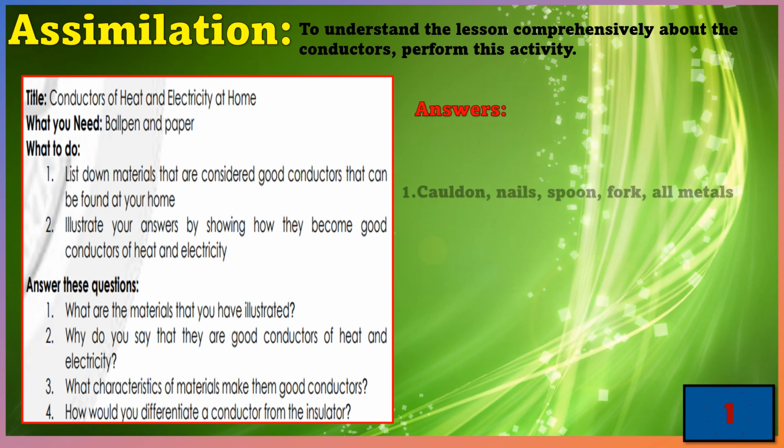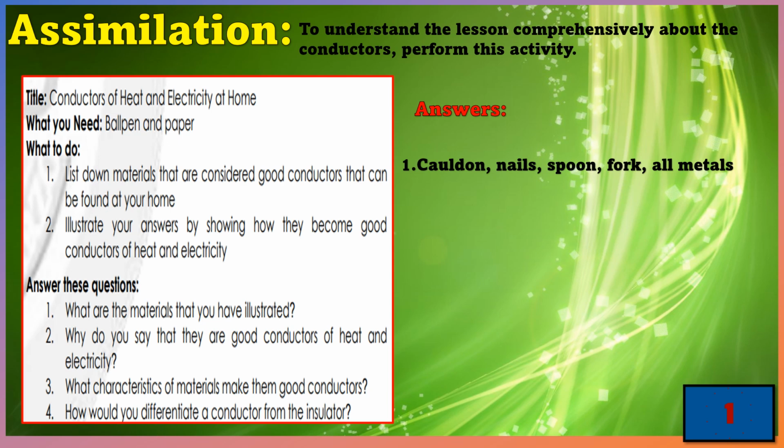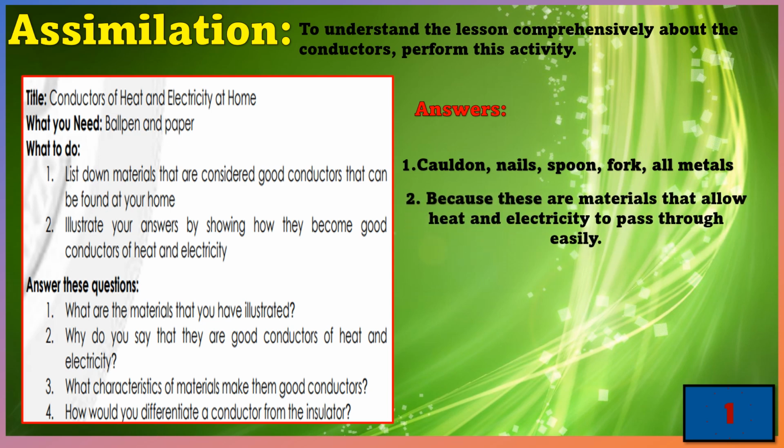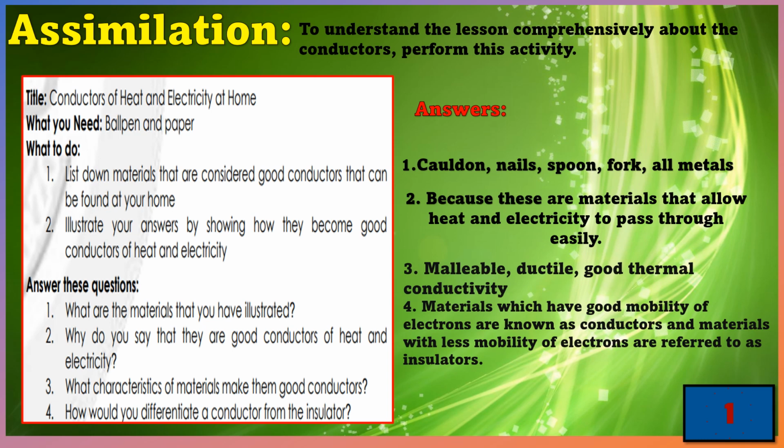And here are the answers. So first, we have cauldron, nails, spoon, fork, and all metal materials. Number 2, because these materials allow heat and electricity to pass through easily. And number 3, malleable, ductile, good thermal conductivity. And number 4, materials which have good mobility of electrons are known as conductors, and materials with less mobility of electrons are referred to as insulators.